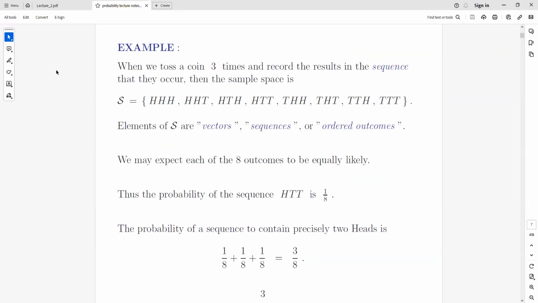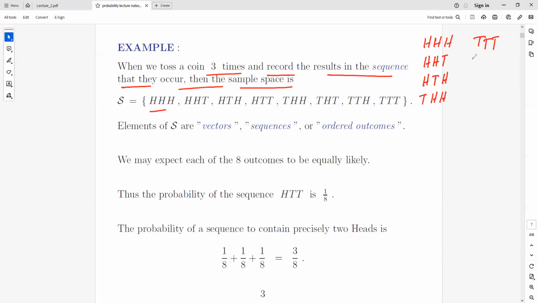Now let us move further. Now see here that we have an example where we toss a coin three times and record the results in the sequence that they occur, then the sample space is this, right? So what are the possible outcomes? We can get all heads on three tosses, or two heads and a tail, head, tail, head, or tail, head, head, right? And next possibilities are tail, tail, tail, or tail, tail, head, or tail, head, tail, or head, tail, tail. So these are all the possible outcomes, and the number of all possible outcomes is 8.